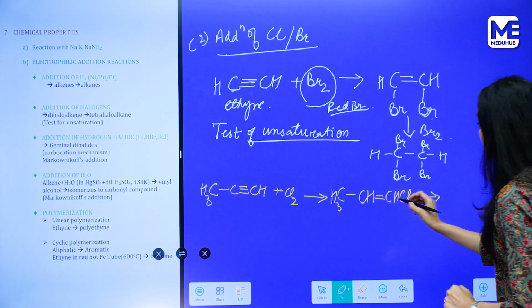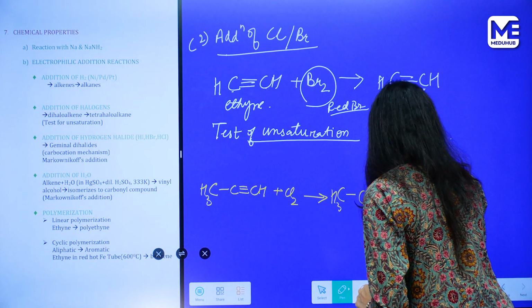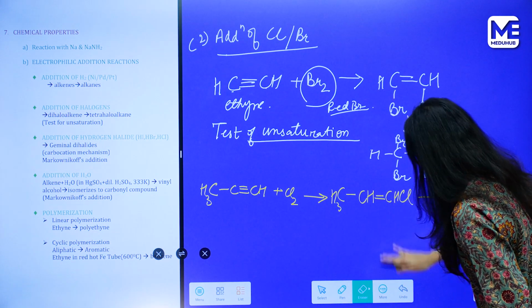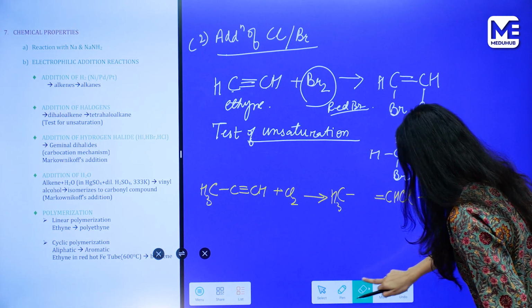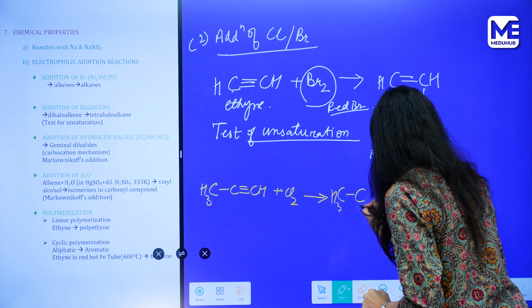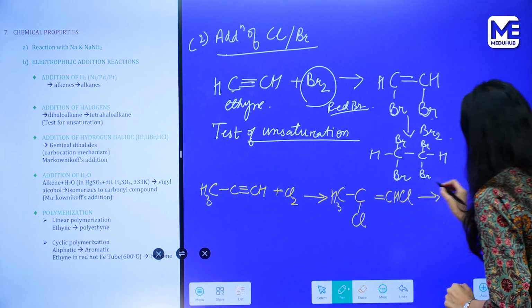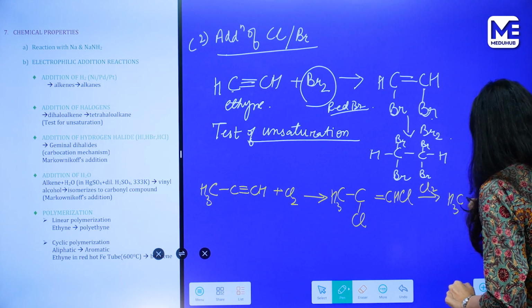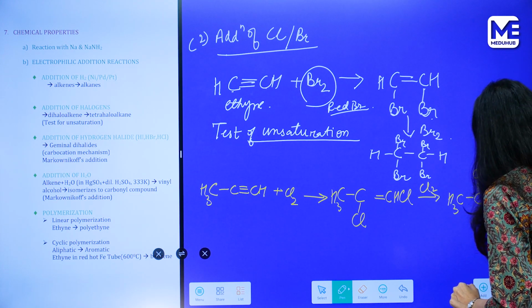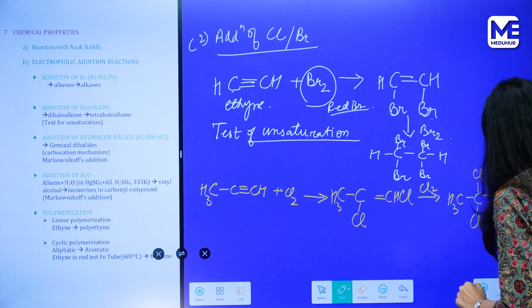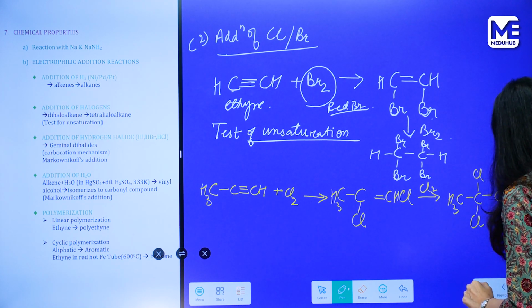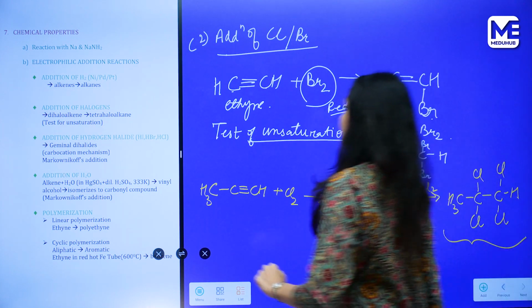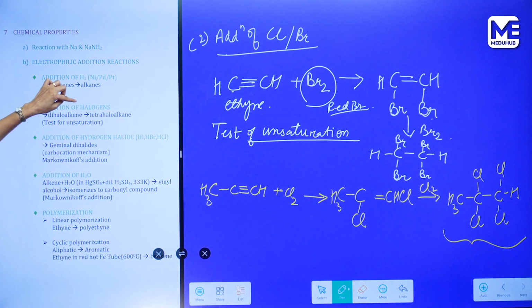and then we will, and further addition of chlorine will give us a tetrachloro derivative. This is addition of halogens.